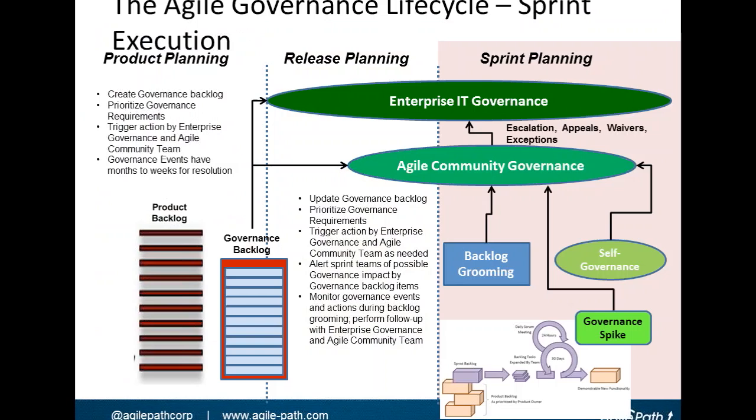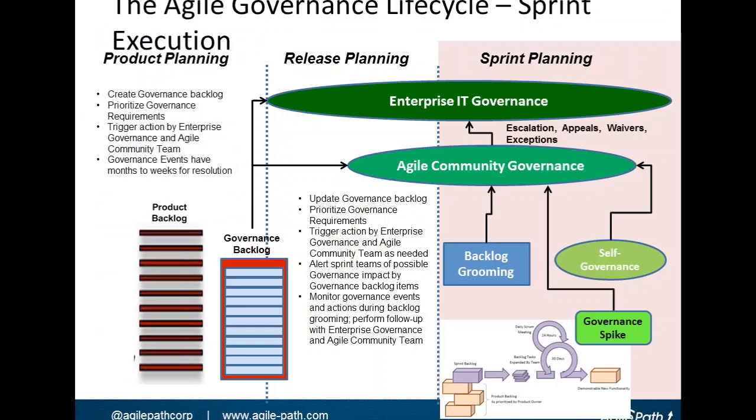Now, during sprint planning, there's 2 things that happen in that process. Actually, between release planning and sprint planning, you're doing backlog grooming on a continual basis. So backlog grooming will also trigger both the product backlog grooming process and the governance backlog grooming process. Same things happen. You trigger a governance action request based on governance priorities or things that need to be addressed.